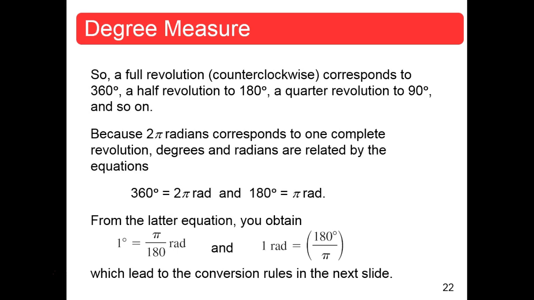Okay. So a full revolution counterclockwise, remember we always do that, is 360 degrees. Half a revolution is 180. Quarter is 90. Because 2 pi radians was your 360, your pi radians is 180, and your pi half radians is 90. So 360 degrees is 2 pi radians. Okay, and here is the best one to hang on to. 180 degrees is pi radians.